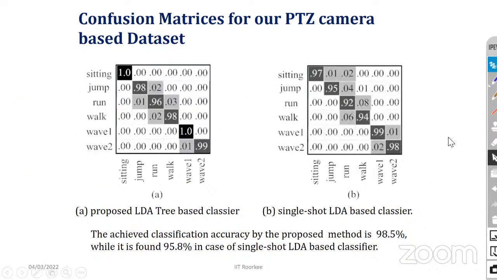Right, so these are your confusion matrices. And if you use a single shot, your accuracy is 95.8%. And if you are using LDA tree, the accuracy is improving to 98.5%. Right, so this is the classical machine learning algorithm. Now you may ask the question, can we use deep learning? Yes, you can use, but before that, I'll see if there are any questions.